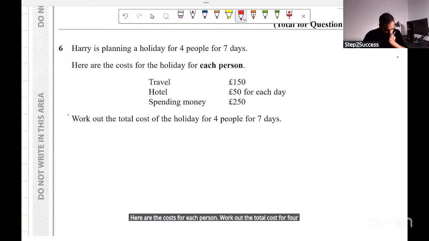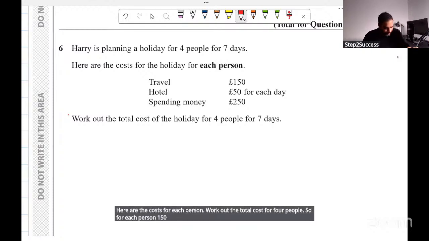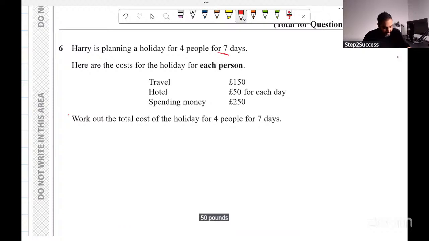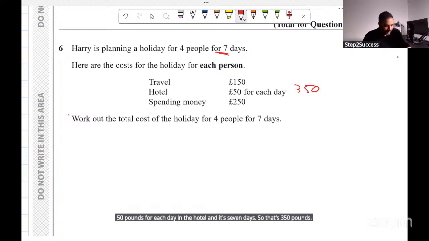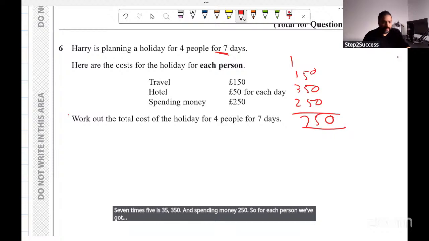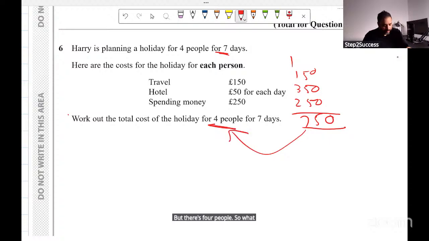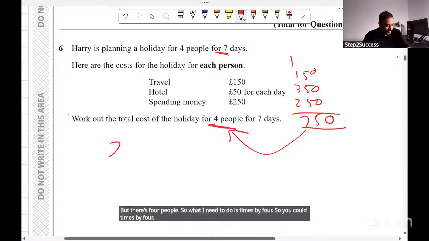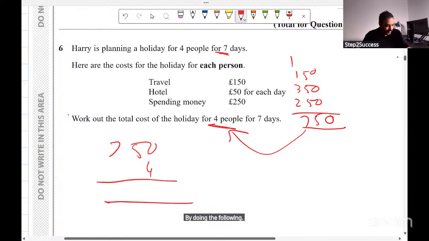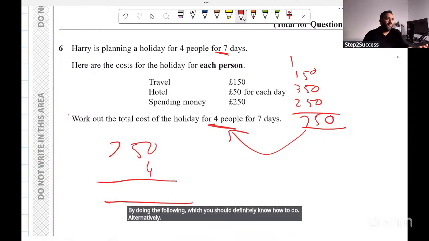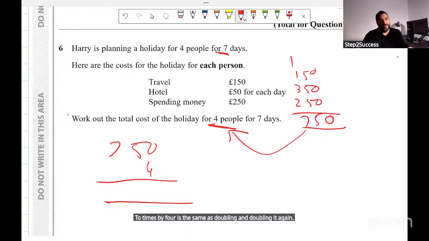So for each person, we've got £150 of travel, £50 for each day in the hotel, and it's 7 days. So that's £350. 7 times 5 is 35, 350. And spending money, 250. So for each person, we've got £750. But there's 4 people, so what I need to do is times by 4. To times by 4 is the same as doubling and doubling it again. Double 750 is 1,500. Double it again and you get 3,000. That's got to be the answer.